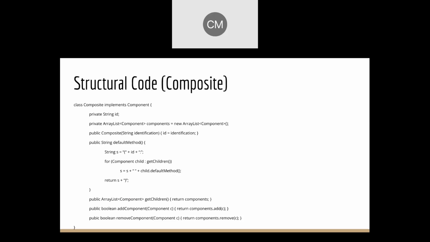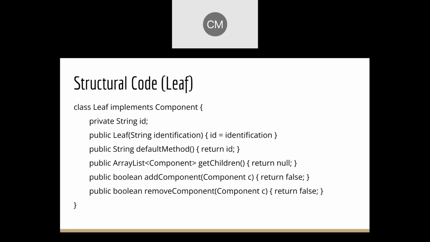The operation getChildren itself will return the components, which would be the ArrayList of its children. And if we want to add a component, C, we will return components.add(C), which will return true if it was successfully added. Same thing for removeComponent, will return true if component C is added or removed from the components ArrayList.